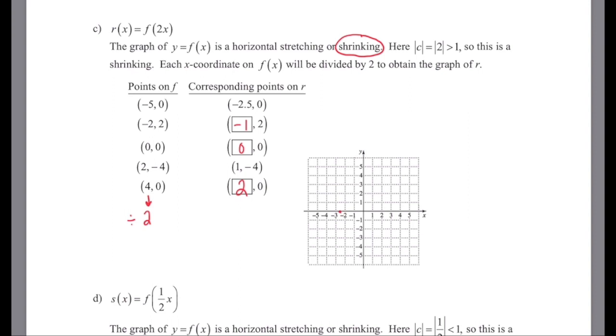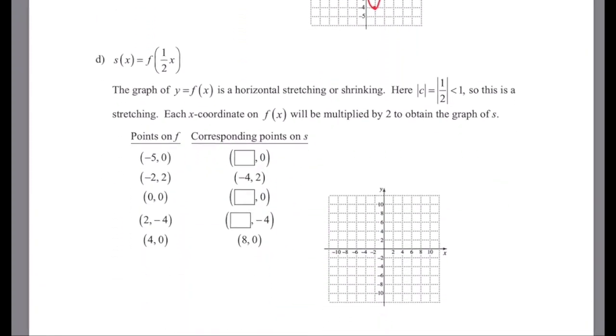(-2.5, 0), (-1, 2), (0, 0), (1, -4), and (2, 0). Yes, here we can see we are certainly getting closer in comparison to our original graph.